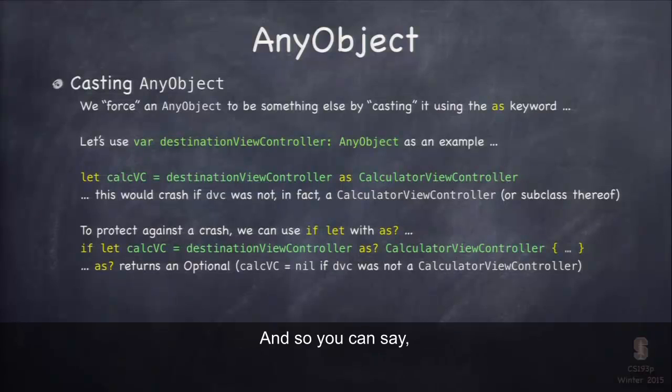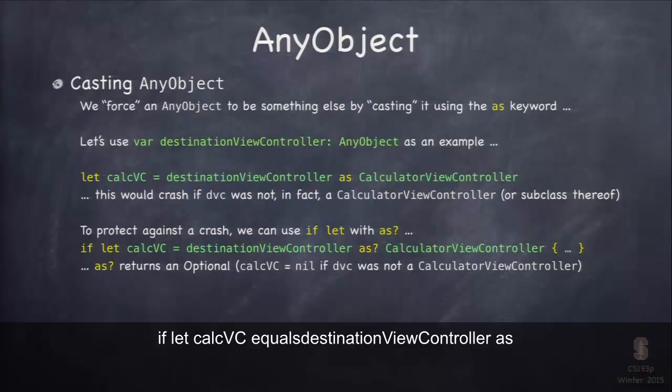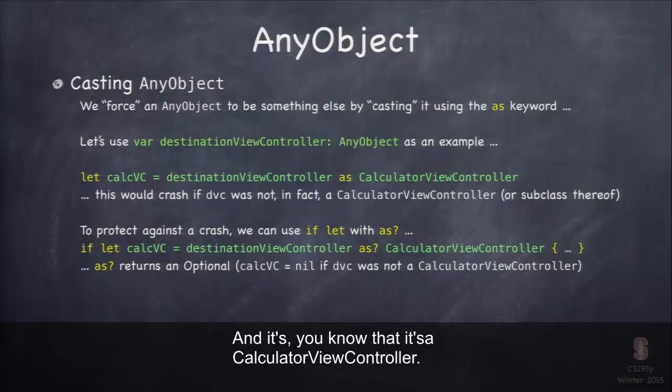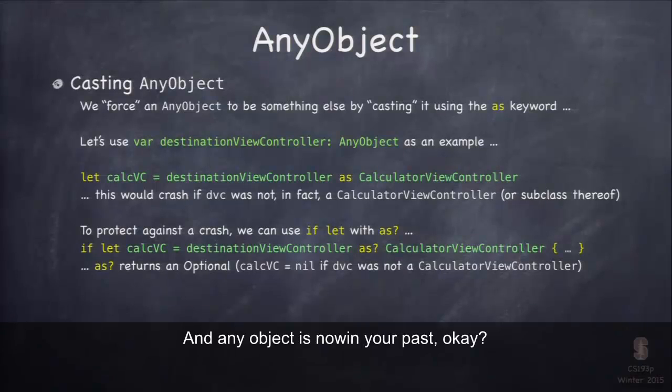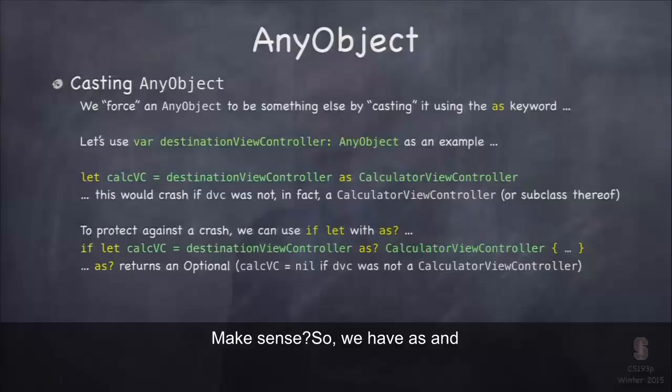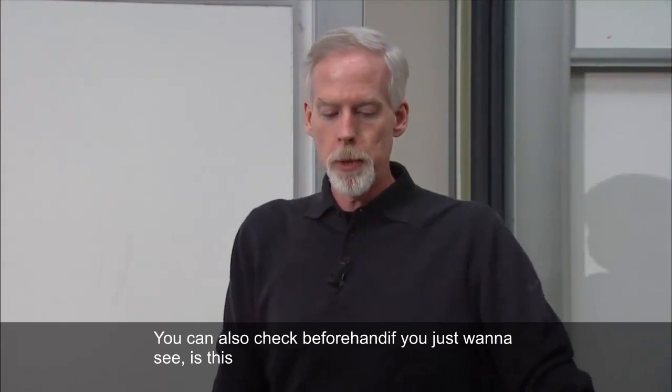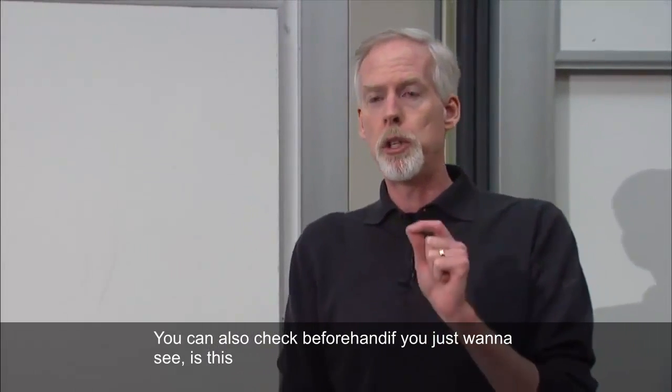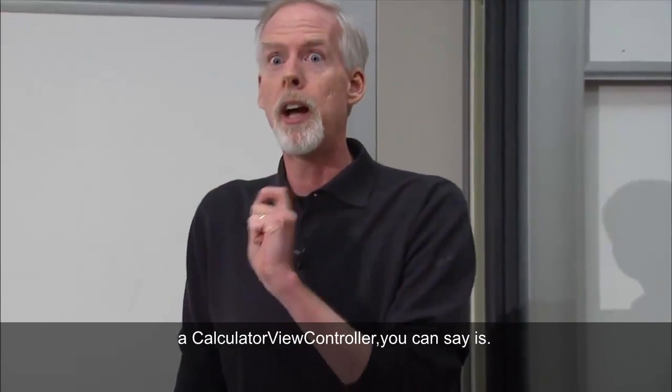And so you can say if let calc VC equals destination view controller as question mark calculator view controller, and then inside there you've got calc VC set, and you know that it's a calculator view controller, and any object is now in your past. Okay? Make sense? So we get as and as question mark. You can also check beforehand if you just want to see, is this a calculator view controller?